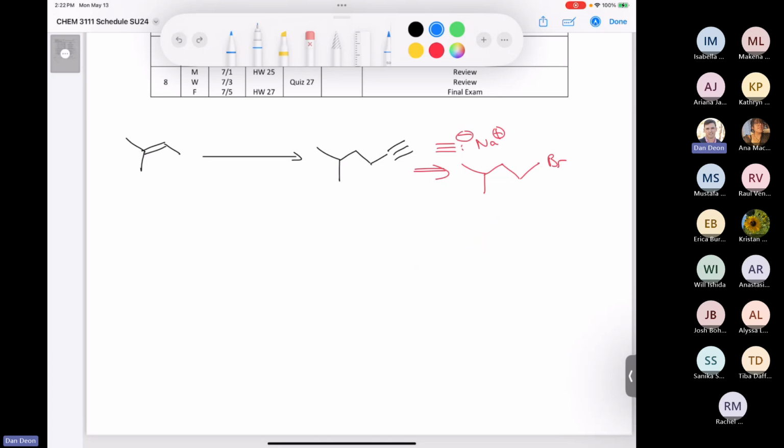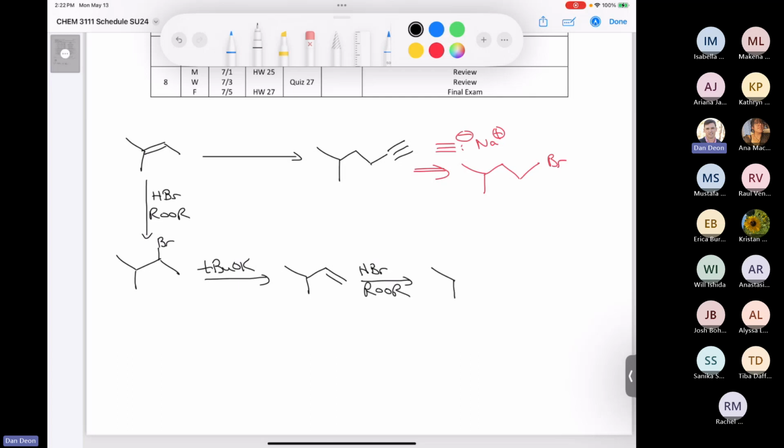So could anybody tell me, should my first reaction be a Markovnikov addition of HBr or an anti-Markovnikov addition of HBr? Exactly. Thanks, Mustafa. It's going to be anti. So I'm going to treat it with HBr and peroxides, and that's going to give me this compound. Now I want to make the Hofmann alkene. And so to make the Hofmann alkene, I'm going to use a hindered base. And then to make that primary alkyl halide, I'm going to use another anti-Markovnikov addition of HBr, like that.